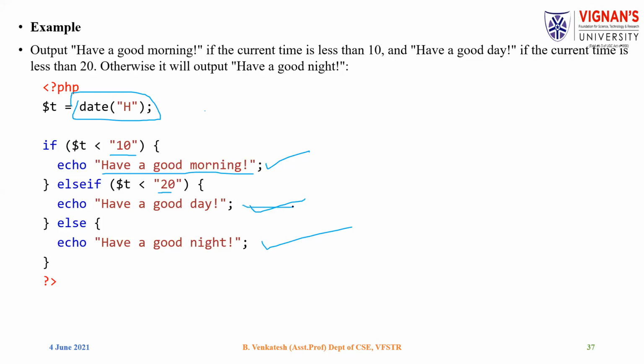Based on the time, it is going to this. If it is greater than 20, that is, the time is night 8 o'clock or more, then have a good night. This is the program we are going to give. I am not giving the output. Why? Because if you run this code now, it will give one type of output, and if you run the same code at some other time, it will give a different output. So it is a dynamic condition, where based on the current time of execution, it is going to check.